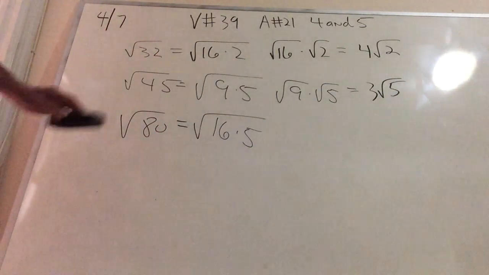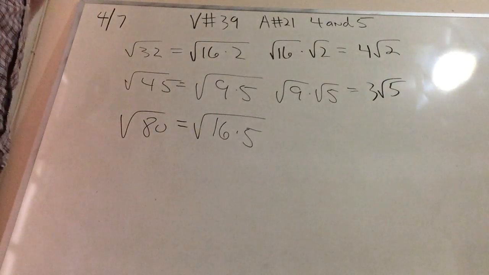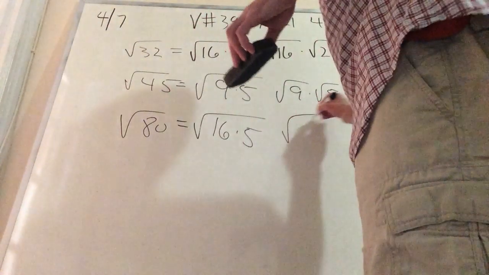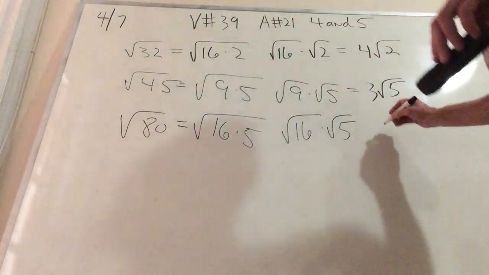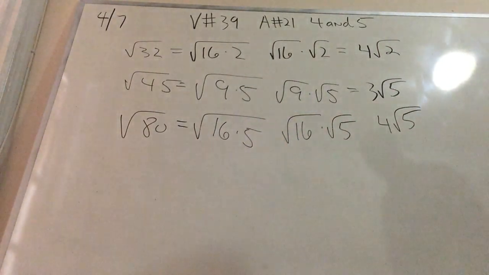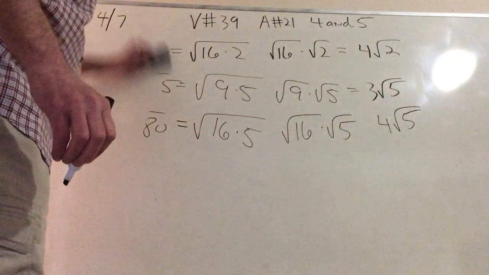So some kids memorize them. Some kids get used to them because you do them again and again. But whatever way you do it, you'll be asked to do these again and again. So this is 16 times 5. And of course, the proper answer is 4 radical 5. All right? So there were the first 3 I gave you. I'll do the last 3.